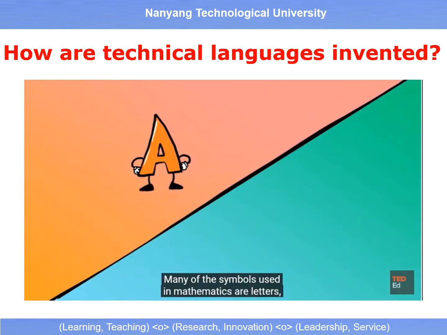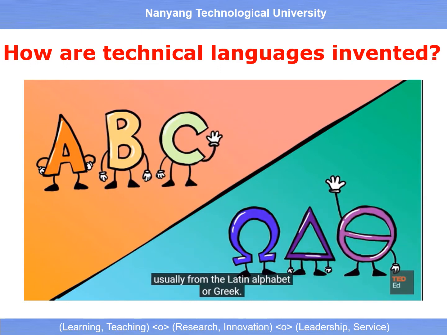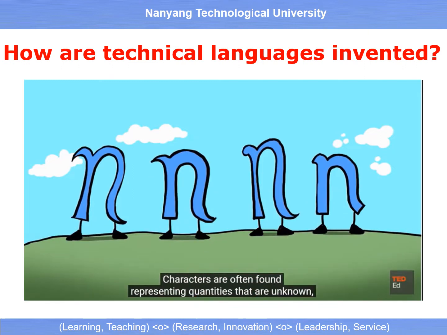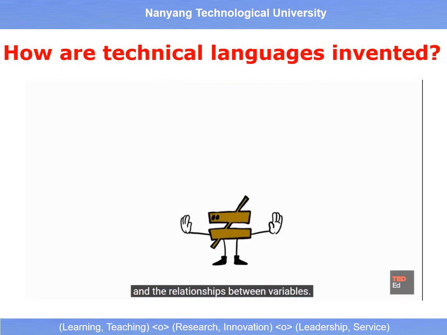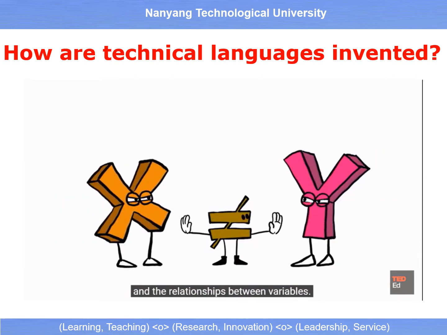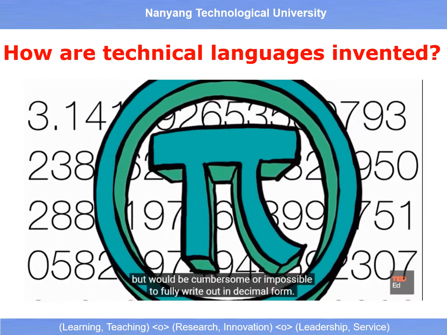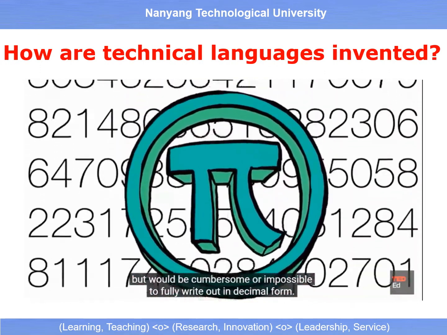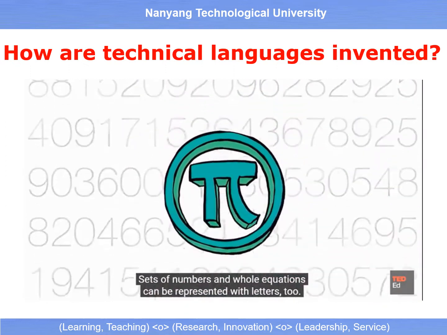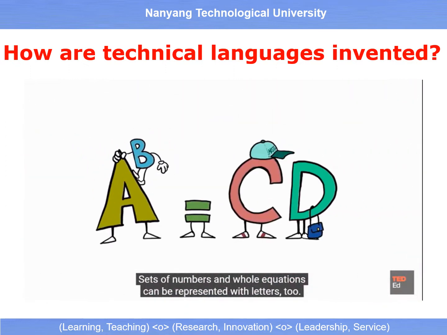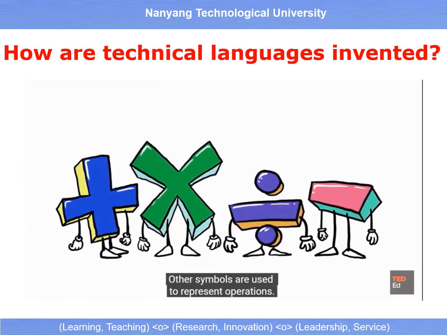Many of the symbols used in mathematics are letters, usually from the Latin alphabet or Greek. Characters are often found representing quantities that are unknown and the relationships between variables. They also stand in for specific numbers that show up frequently, but would be cumbersome or impossible to fully write out in decimal form. Sets of numbers and whole equations can be represented with letters too. Other symbols are used to represent operations.